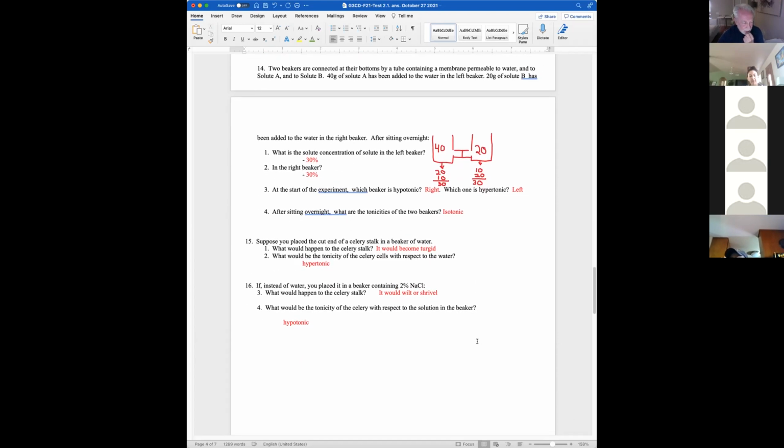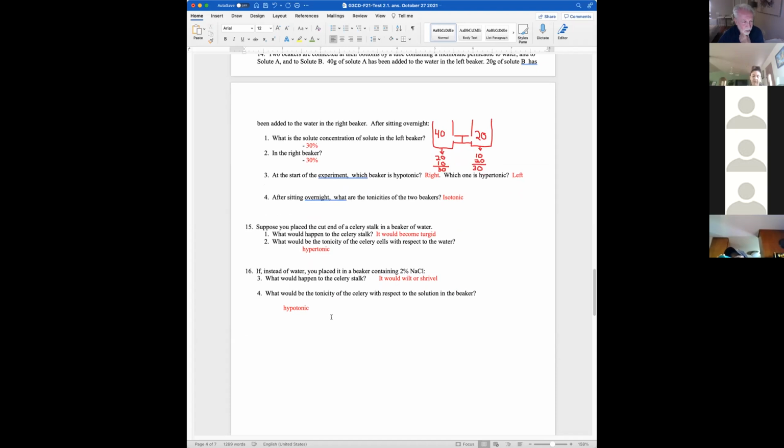And then the last two questions. You put the cut end of a celery stalk in a beaker of water. What would happen to it? Well, some of you said swell or become turgid. Anything indicating that was acceptable. And then what would be the tonicity of the celery cells with respect to water? Hypertonic. It'd have a much higher solute concentration than water has, which has none.